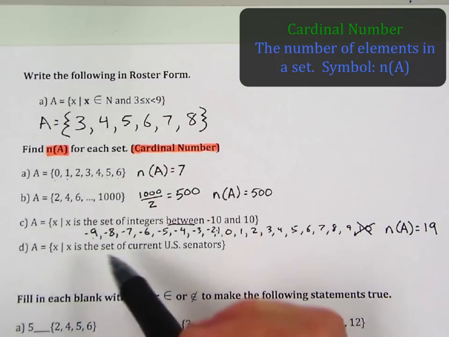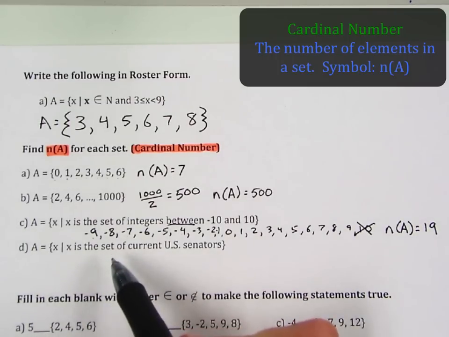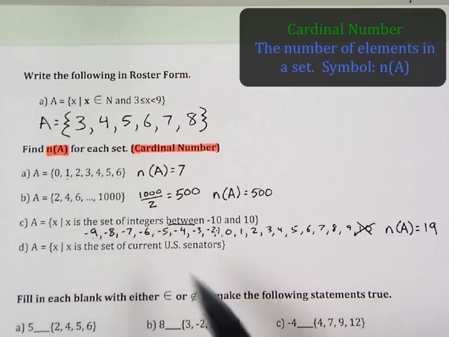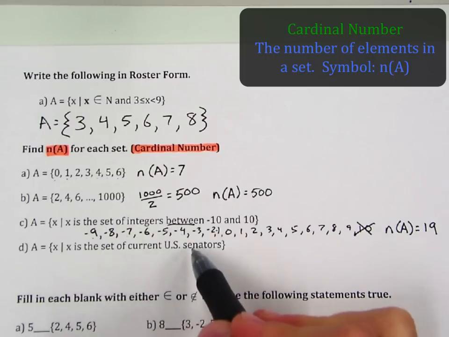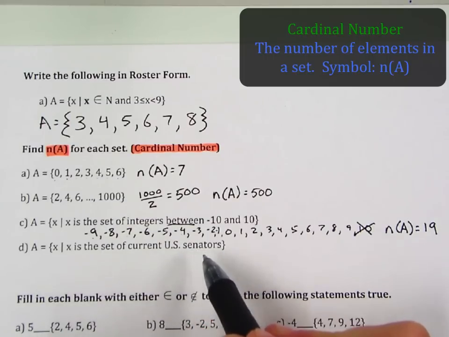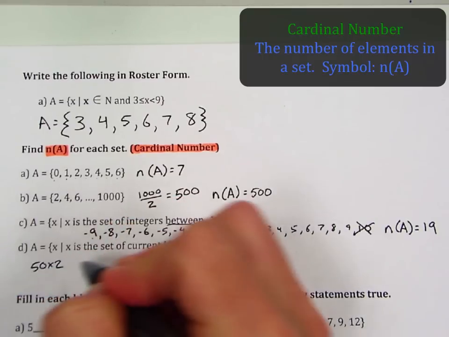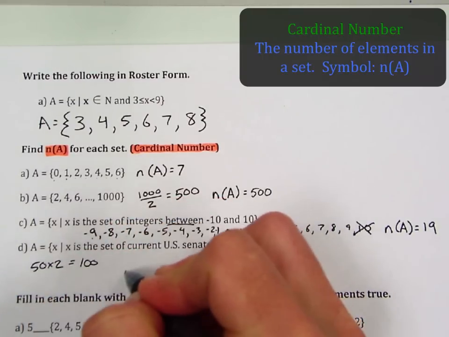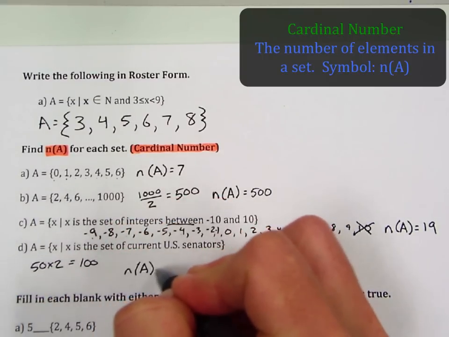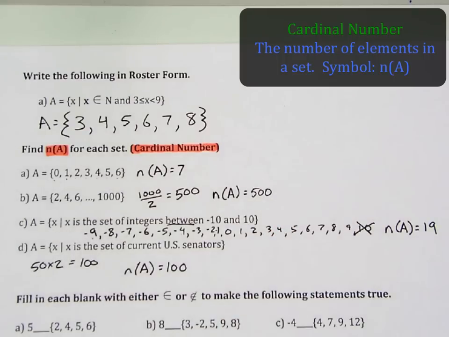Now sometimes the set will not have anything to do with math at all. This one is the set of current U.S. senators. So sometimes you need a little bit of knowledge to be able to do this. So we think we have 50 states, and there are 2 senators per state. So 50 times 2 is 100. So the number of elements in set A is 100.